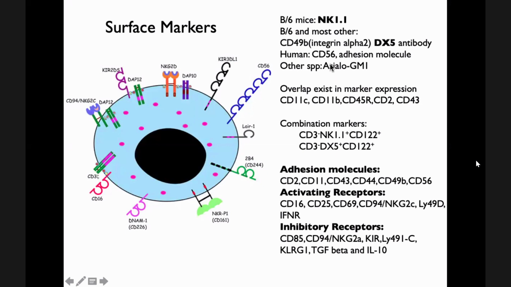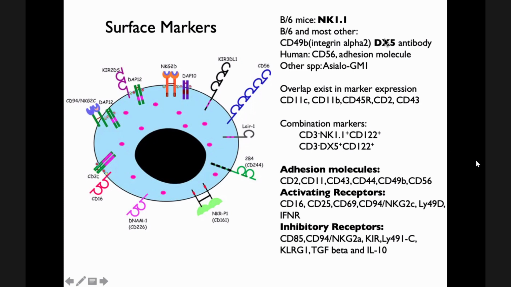Now, one thing that you have to remember is, how do you identify these NK cells in different strains of mice? One of them is an antibody against this molecule NK1.1. If you find NK1.1 positive cells in these black 6 animals, you can call them NK cells.